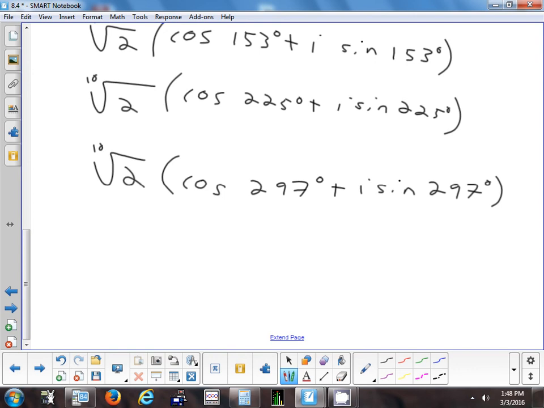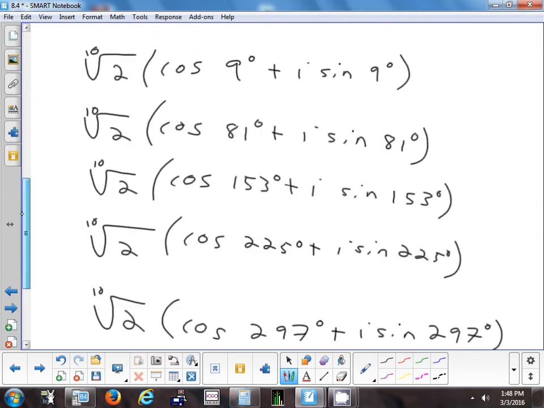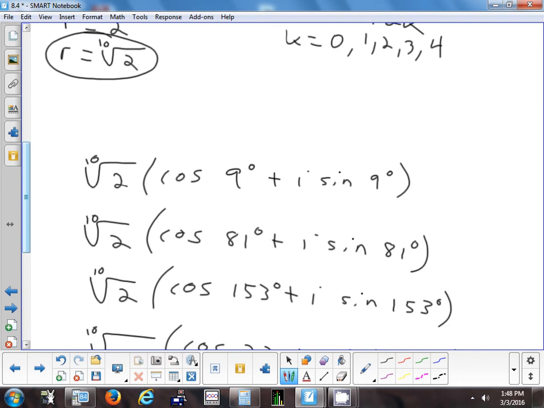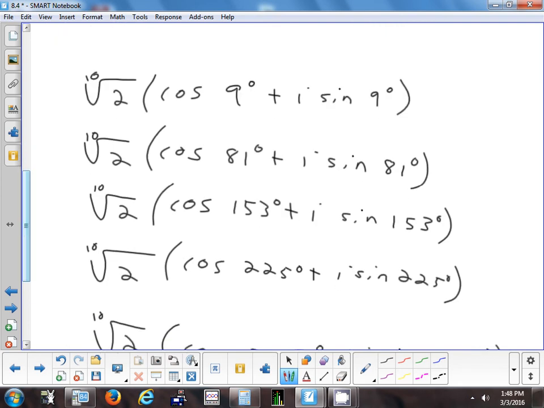Now, that was the last one. Okay, let's see what happens if you accidentally did it one more time. You get 369. What can you subtract from that to make it smaller? And look what you get. 9. Now you've just repeated the first answer. Okay? So all the angles that you get are always going to be between 0 and 360. If you've gone beyond 360, you've repeated an earlier answer.